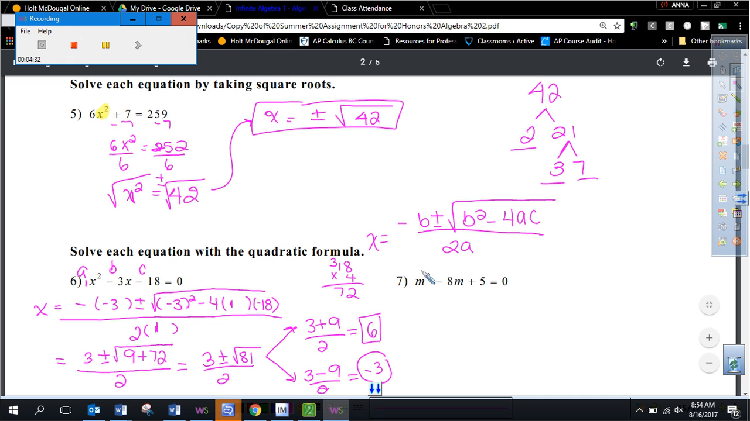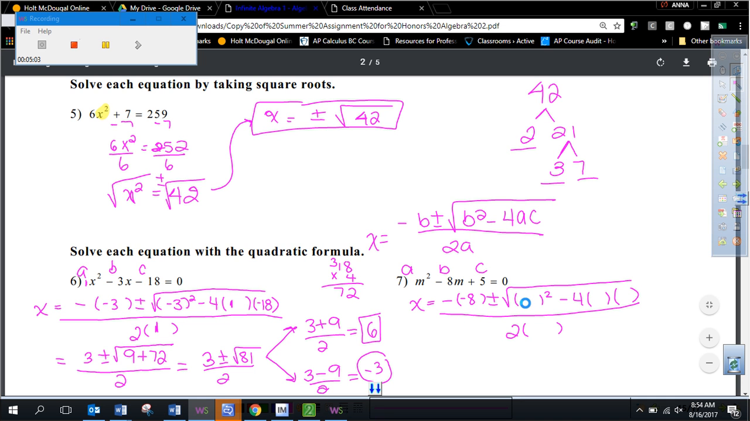Okay, on this one, my a is 1, my b is negative 8, my c is 5. So I have x equals negative b plus or minus square root b squared minus 4ac all over 2a. And as I go to substitute in, my b is -8. So again, these parentheses are powerful. Okay, my b again is -8.